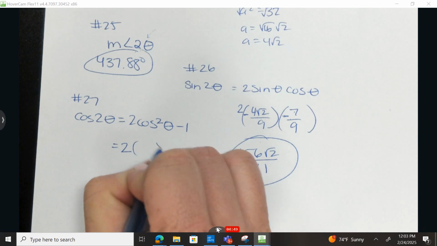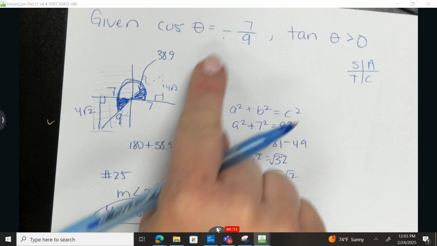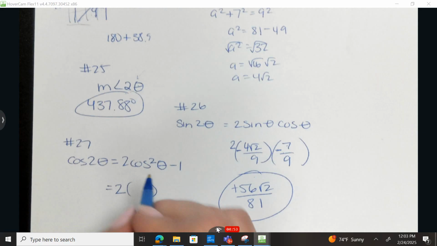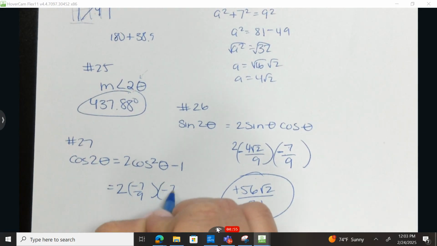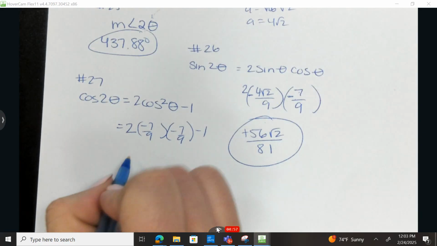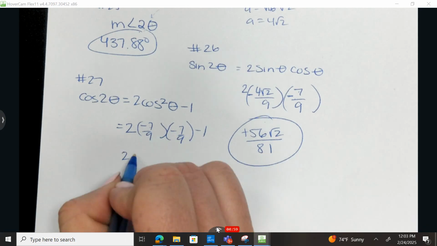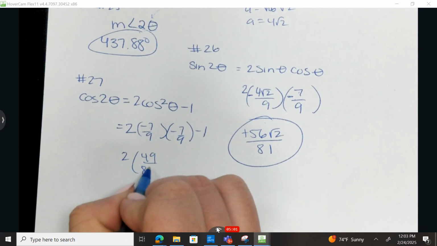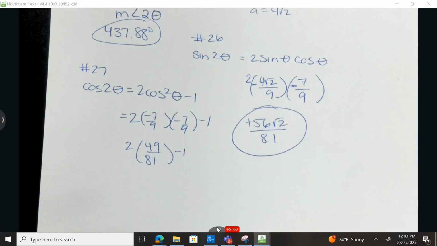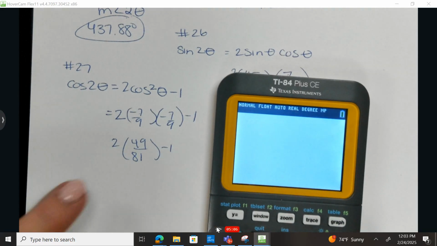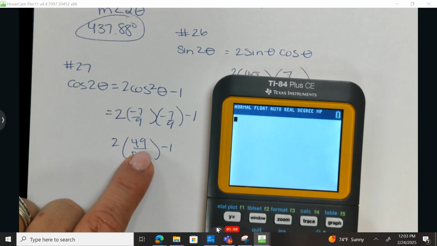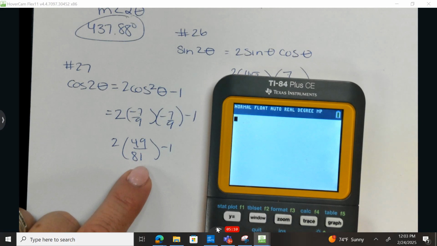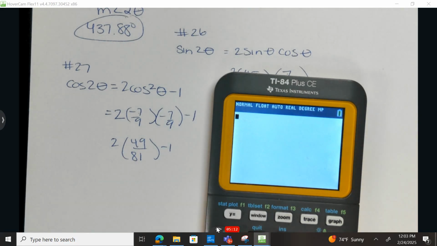Cosine squared. All right, well, what is the cosine? Cosine is negative 7 over 9, so let's write it down twice because it says squared. Negative 7 times negative 7 is positive 49 over 81 minus 1. Now, as long as you can use a calculator, grab a calculator. Otherwise, you're going to want to multiply 49 times 2, which is 98, divided by 81, reduce it, and subtract 1. It's going to take a little more work.